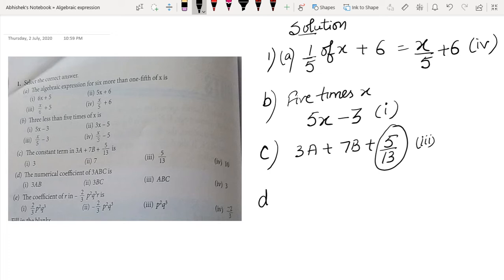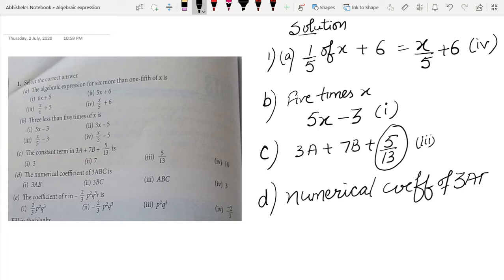In D question, the numerical coefficient of 3abc. Here a, b, c are variables and 3 is numerical. So 3 is the numerical coefficient. Fourth option is correct.